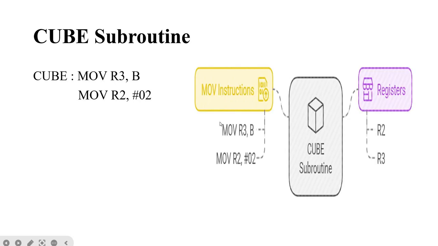Now we'll see the cube subroutine. So here the label is cube. Then we have MOV R3, B. This will store the value of B, that is the result of the multiplication, into the register R3 for later use. Then we have MOV R2, #02, which will initialize R2 with the value 2, which will be used as a counter for the loop. So here we are using two move instructions and the registers used are R2 and R3. This is required for the cube subroutine.